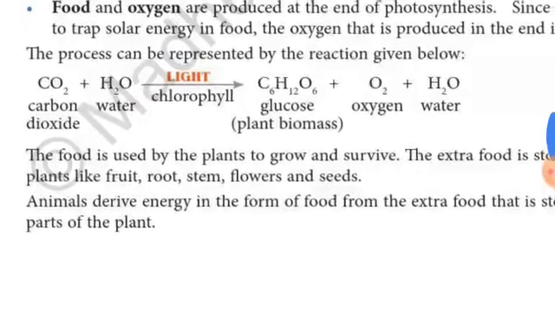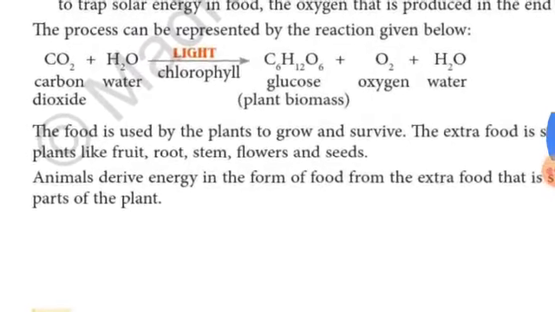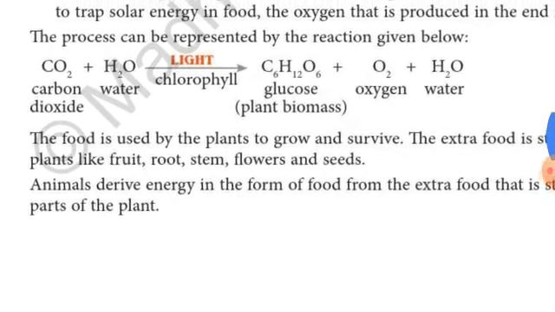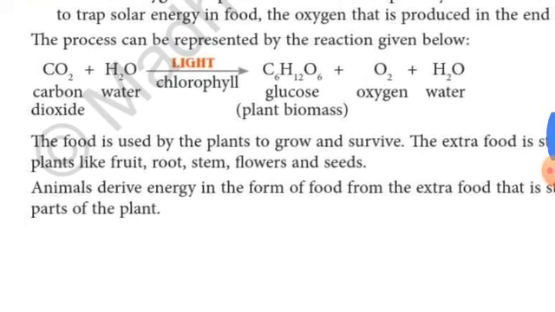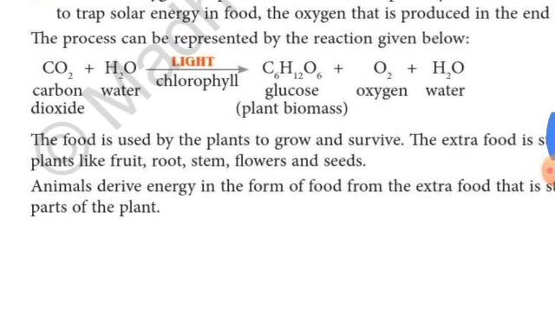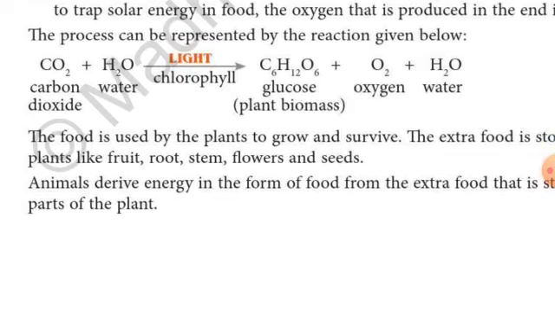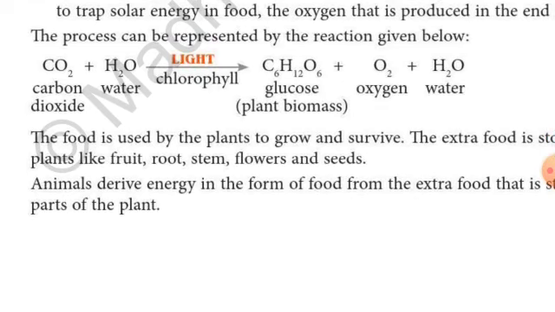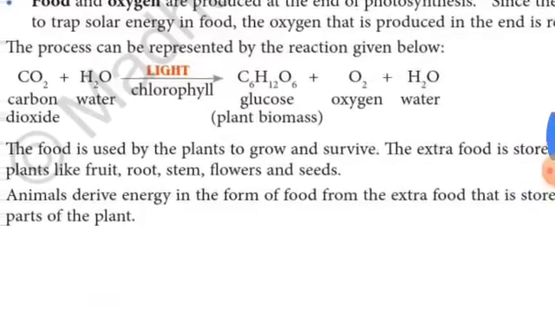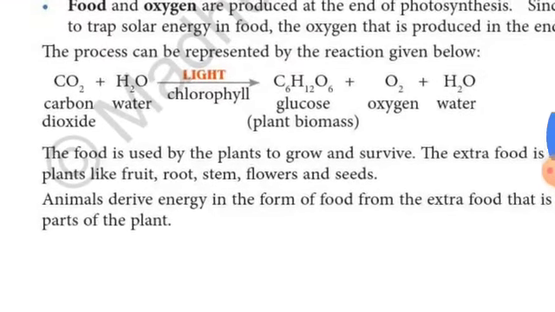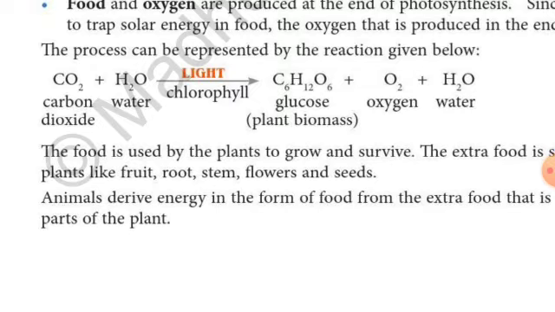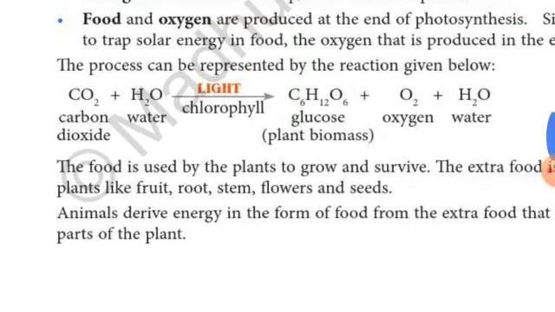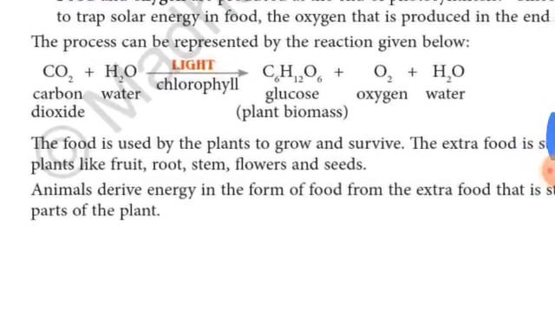Carbon dioxide, CO2, plus water, H2O, in the presence of sunlight, which is trapped or absorbed by chlorophyll, make glucose as food. Glucose is also called a carbohydrate, a simple carbohydrate, C6H12O6. Then oxygen, in the form of oxygen gas, goes out into the atmosphere, which we inhale or breathe, and the water in the form of H2O is released as water vapor or moisture. So the food is used by the plant to grow and survive.